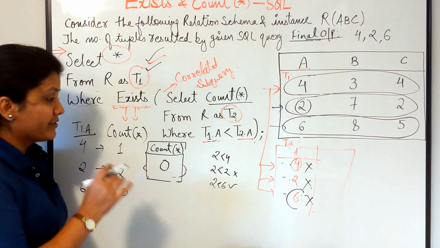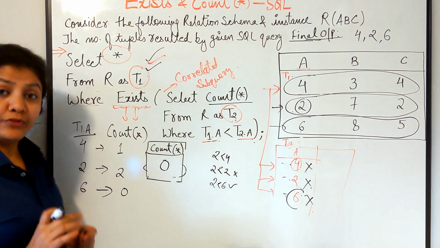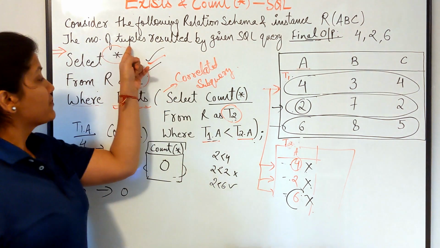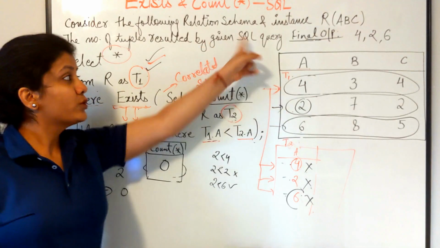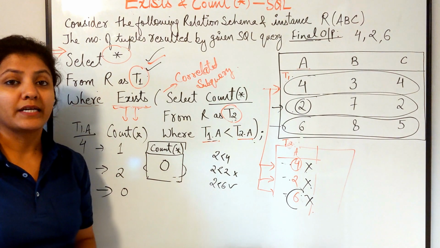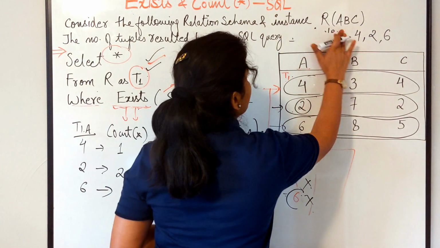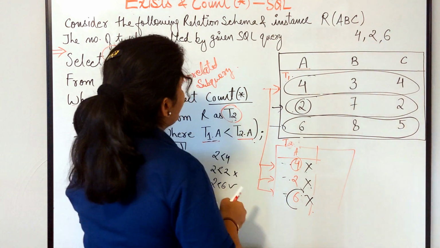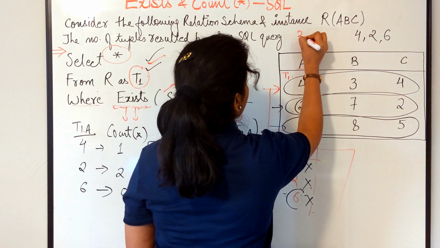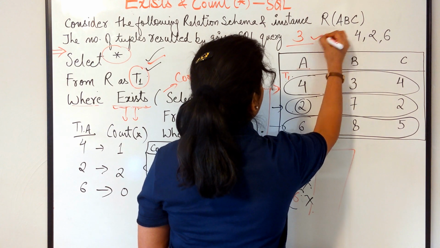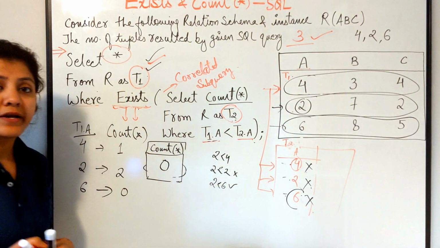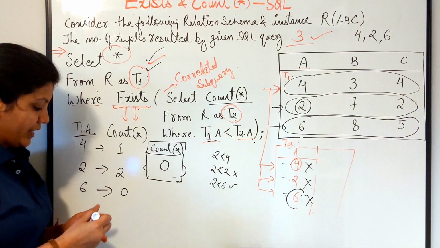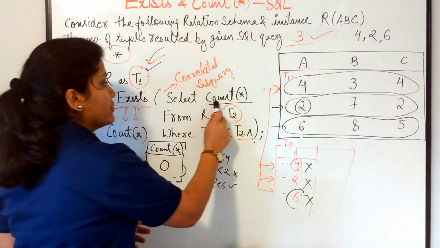Okay, and so I know most of you must have got the answer as 2 tuples, the number of tuples resulted by the given query, but the actual answer is 3 tuples. How many tuples are coming? 3 tuples. This is the answer. Okay? I hope you are getting why the 3 is coming. The 3 is coming all because of count star.